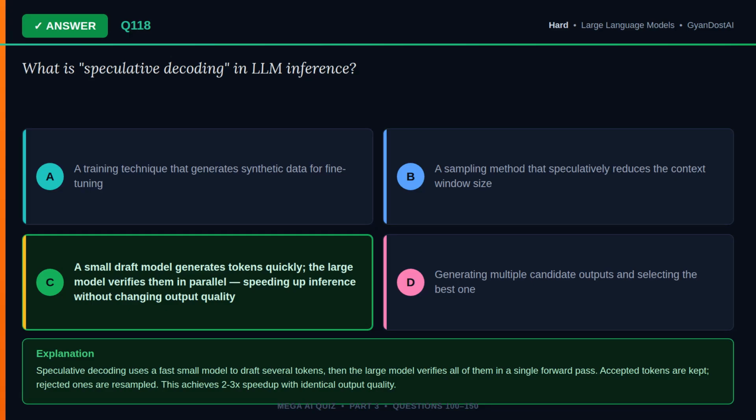A small draft model generates tokens quickly. The large model verifies them in parallel, speeding up inference without changing output quality. Speculative decoding uses a fast small model to draft several tokens. Then the large model verifies all of them in a single forward pass. Accepted tokens are kept, rejected ones are resampled. This achieves 2-3x speedup with identical output quality.